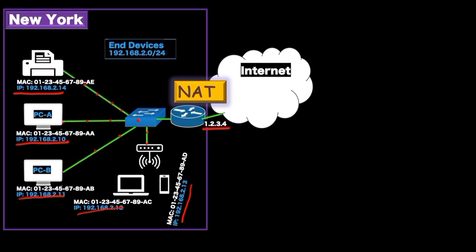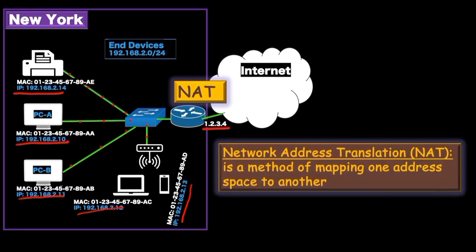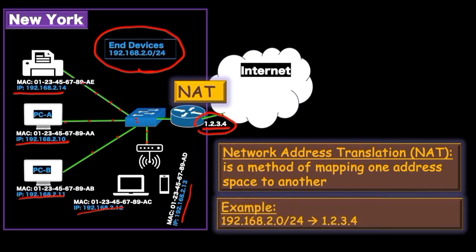In this case, we need to map the LAN subnetwork, also called subnet, 192.168.2.0/24, to the public IP address configured on the outside interface. See the example. Connecting the local network to the internet exposes the local devices to potential threats from the internet.